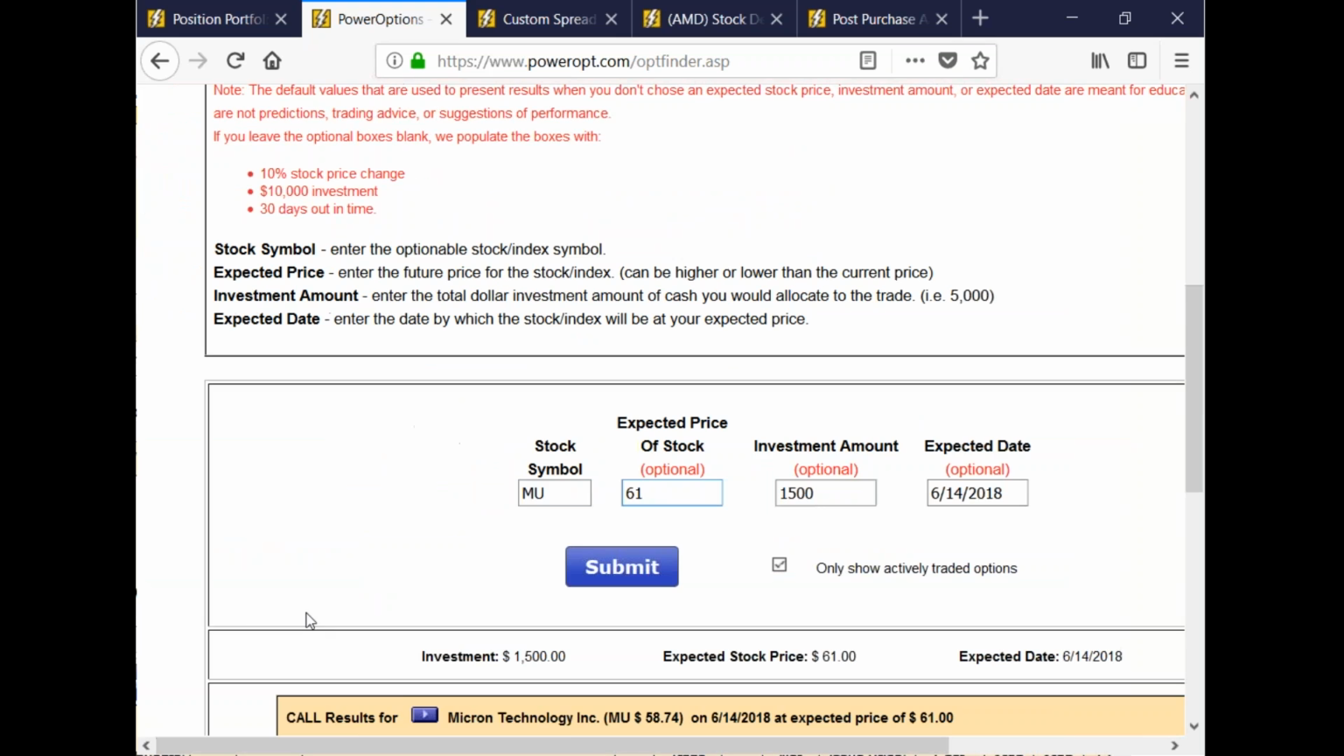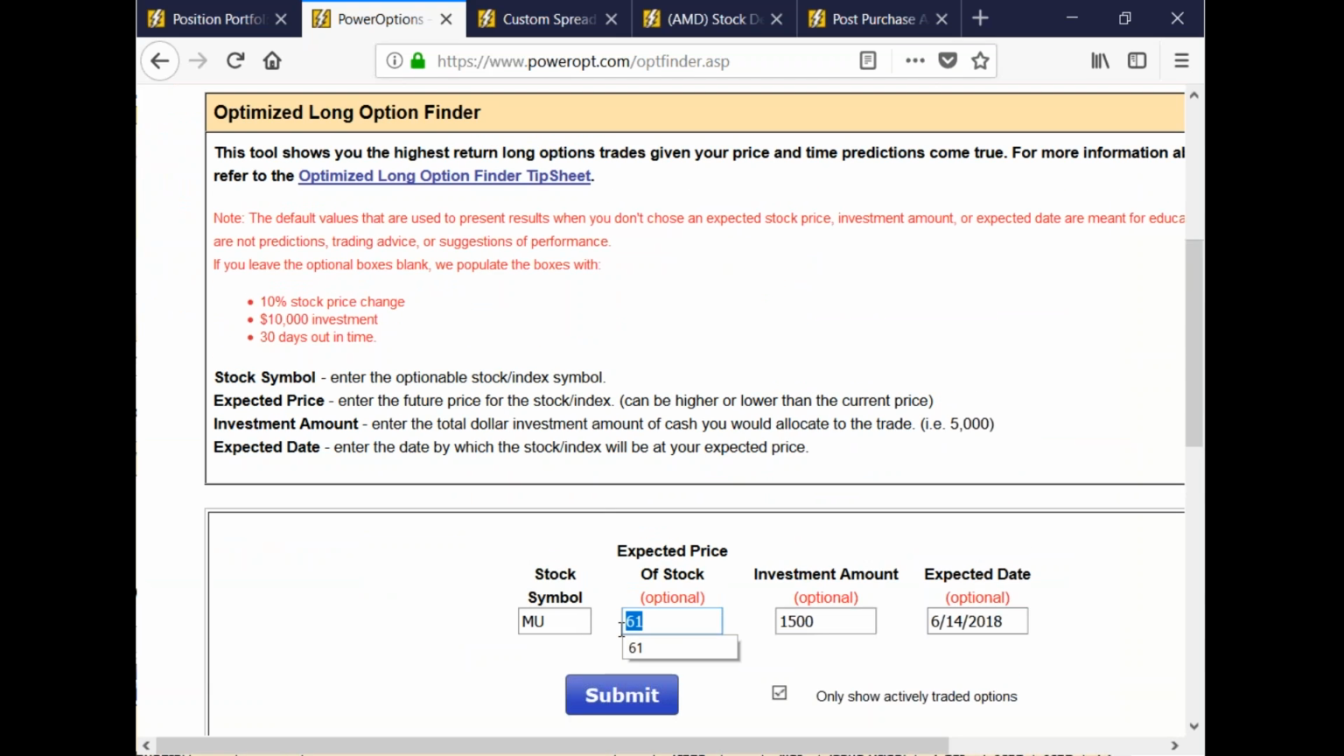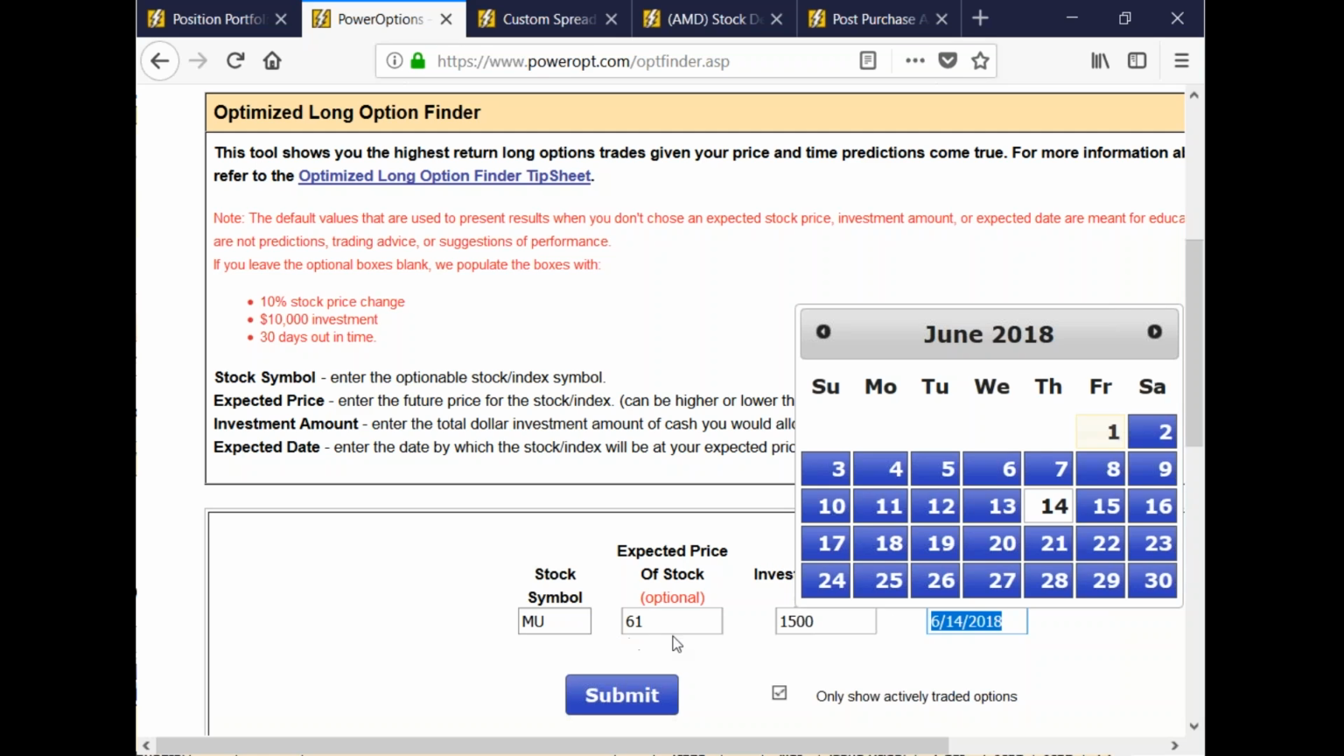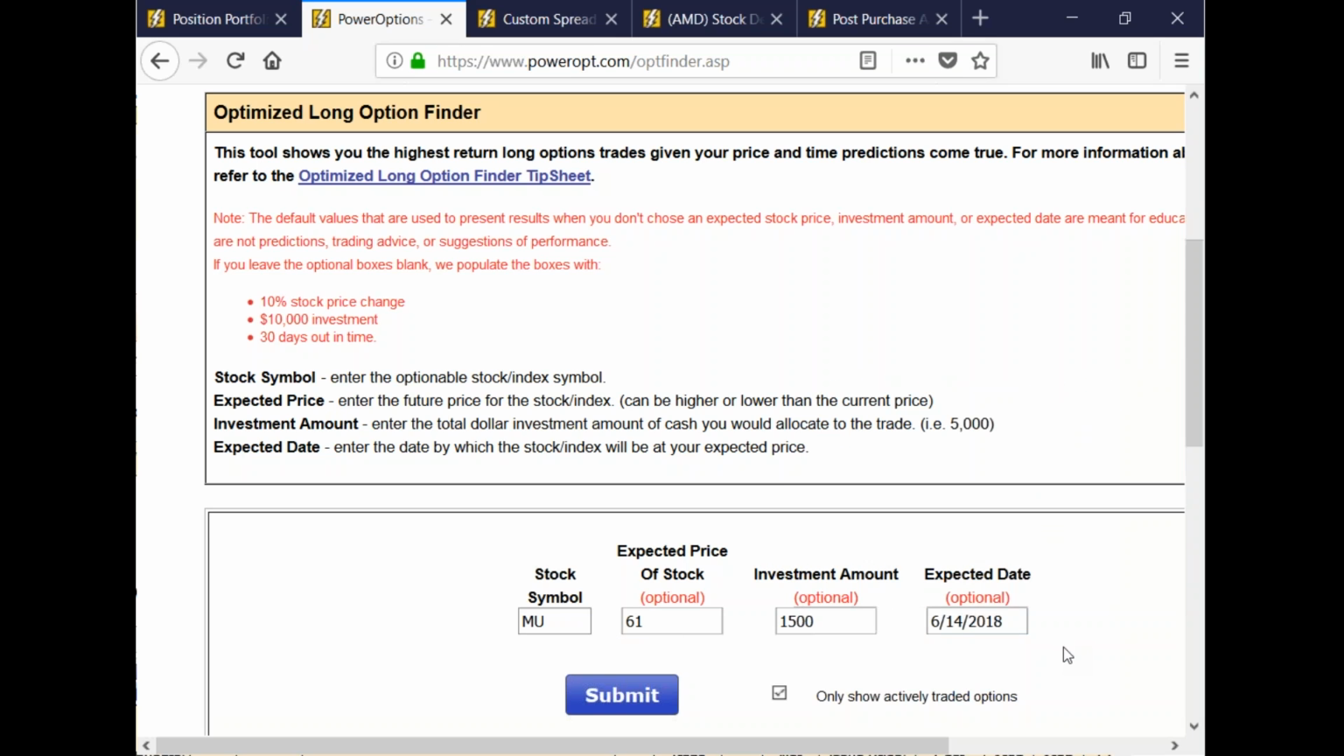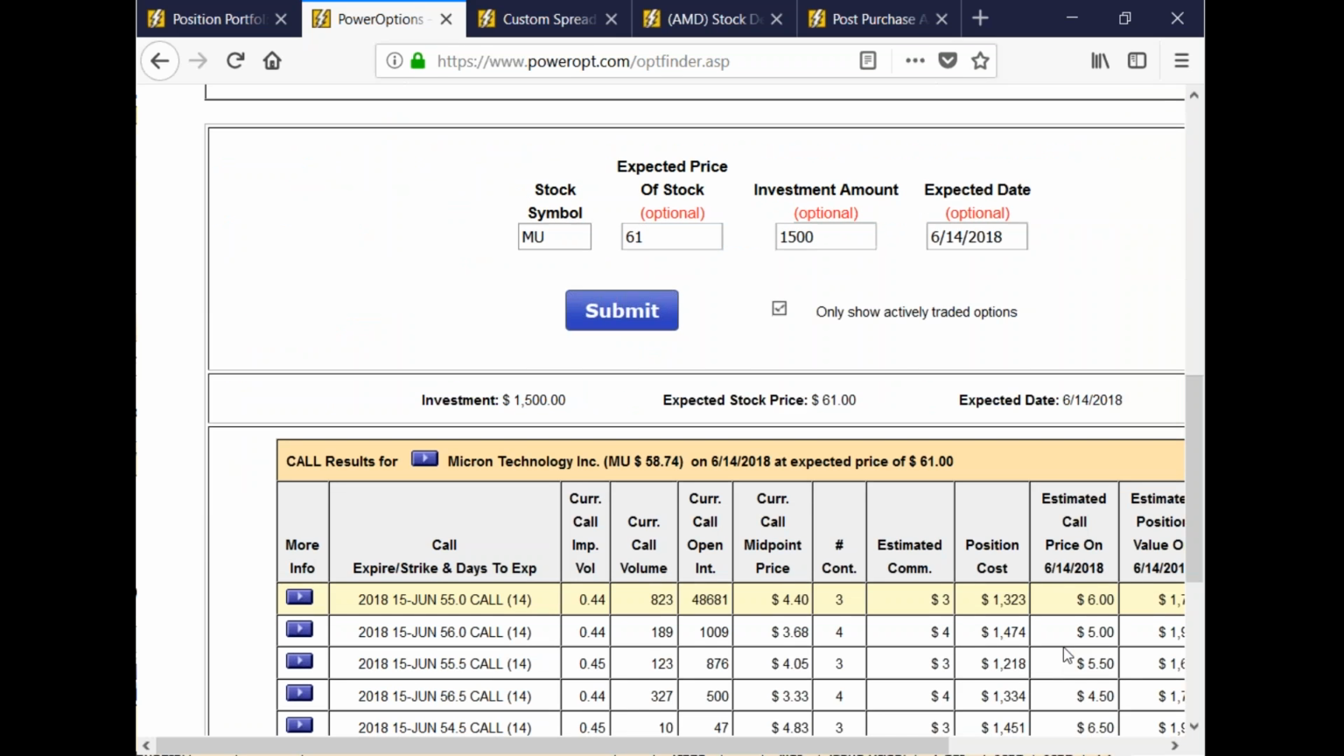So which call is the best? It depends on your expected movement of the stock. Not only the rate of the movement, percentage-wise or monetary, but also the time frame. That's going to help dictate which option is the best one. This tool is going to help you find it with 3 field entries and 1 click of your mouse.